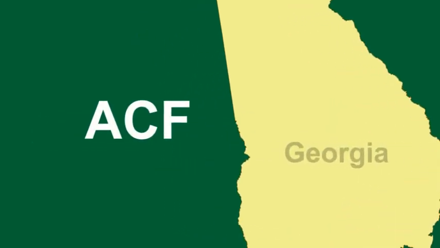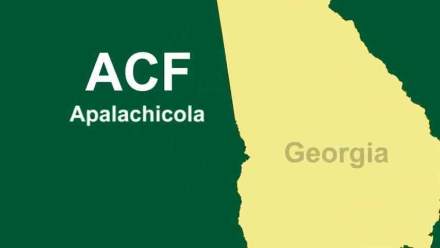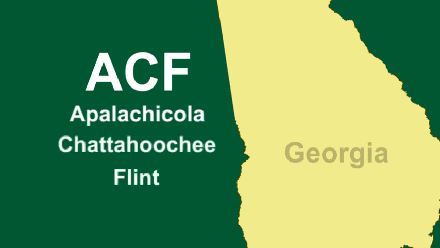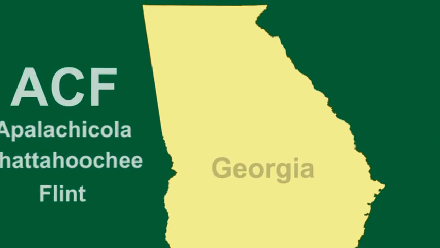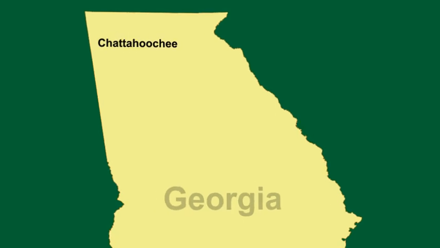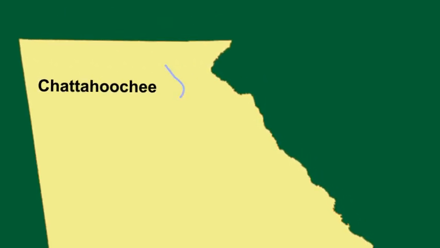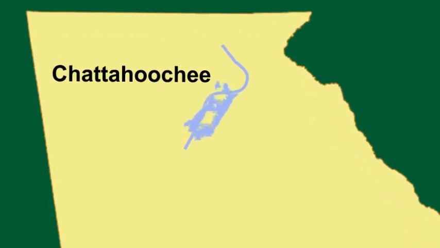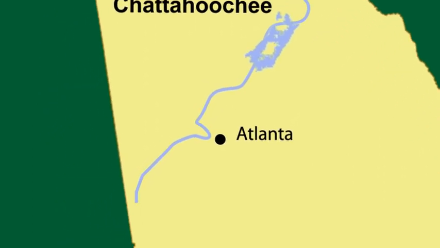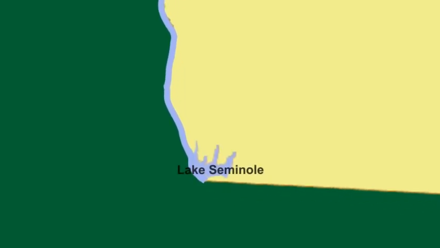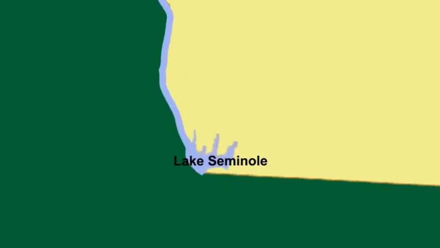The ACF refers to the river systems of the Apalachicola, Chattahoochee, and Flint rivers. Let's take a look at all three. The Chattahoochee has its start in northeast Georgia. The stream forms Lake Lanier near Gainesville, and the river continues southwest through Atlanta and eventually to the border with Alabama. And in fact, as the river flows south, it forms the border with Alabama. The Chattahoochee eventually empties into Lake Seminole in the far southwest corner of the state.